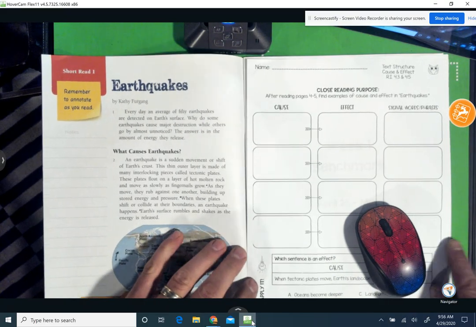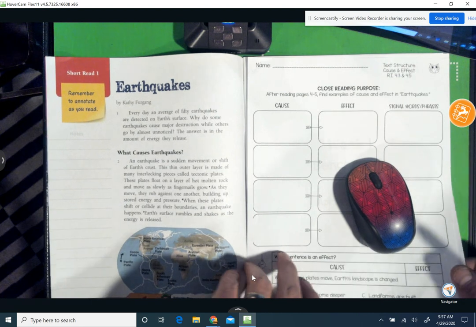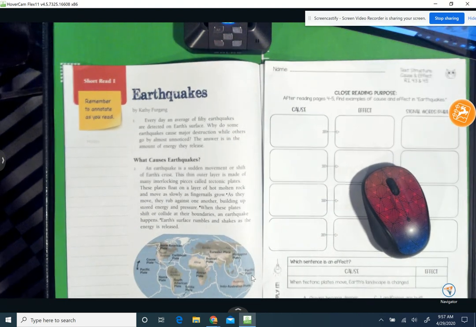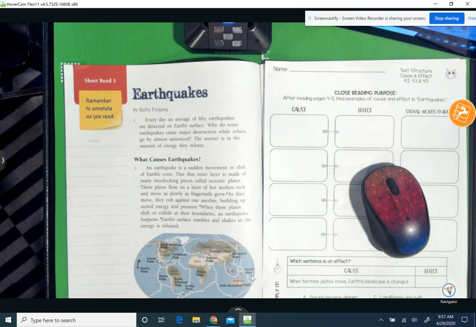Now that you've read the article, and you may have been going through as you're reading that article and trying your best to locate cause and effect. Okay. Earthquakes. Well, every day on average, 50 earthquakes are detected on the Earth's surface. I'm just sort of going to summarize some of the important things that were read here. Why do some earthquakes cause major destruction and others almost unnoticed? And it's all about energy, okay? Stored energy, right? Tension that's finally released, that would resemble the earthquake.